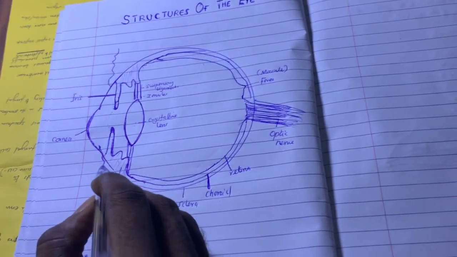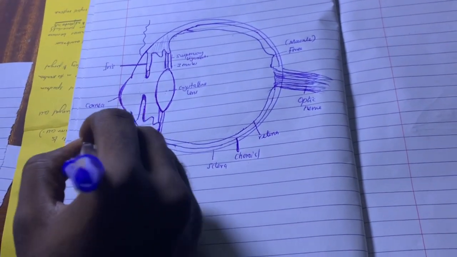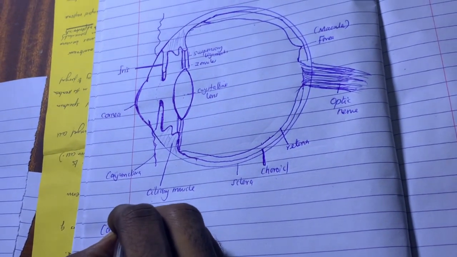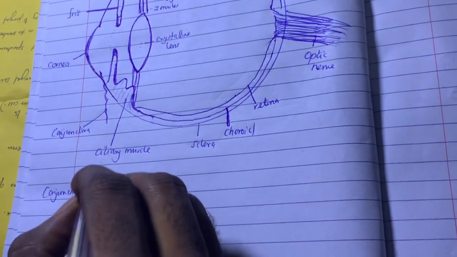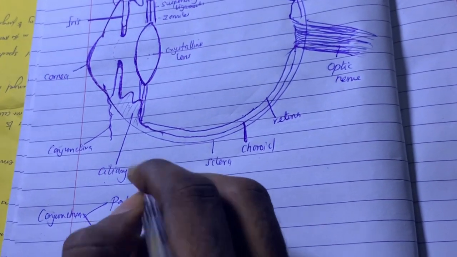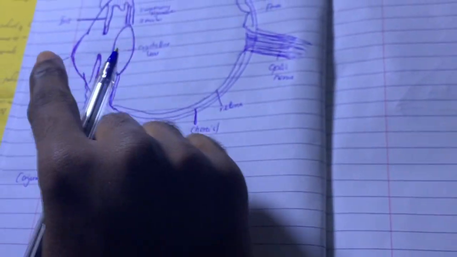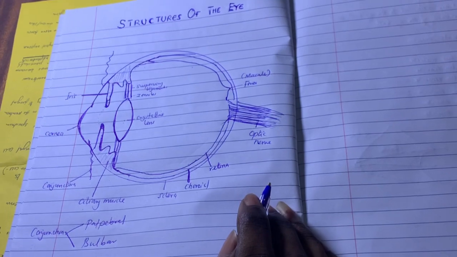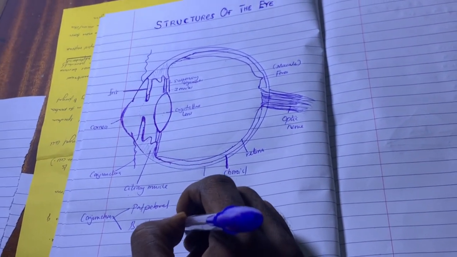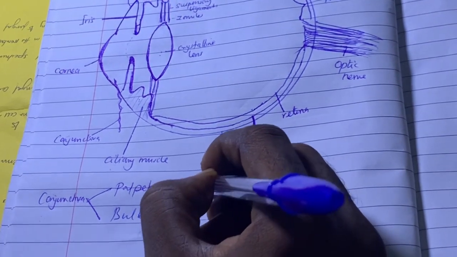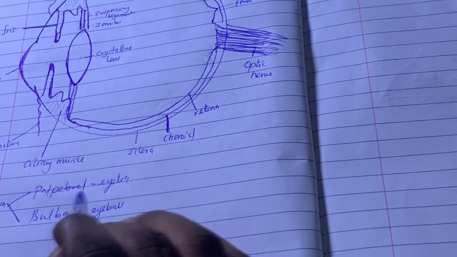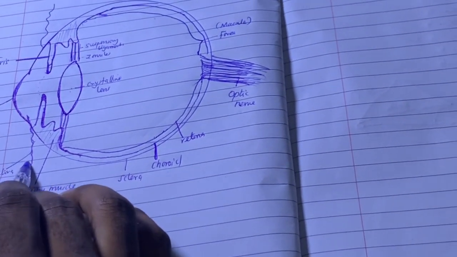Now at the back I have this thing here. They are the conjunctiva: the palpebral conjunctiva and the bulbar conjunctiva. The lining on the eyeball is called the bulbar conjunctiva. The lining on the eyelid is called the palpebral conjunctiva. And that will go to the eyelid or the eyeball.